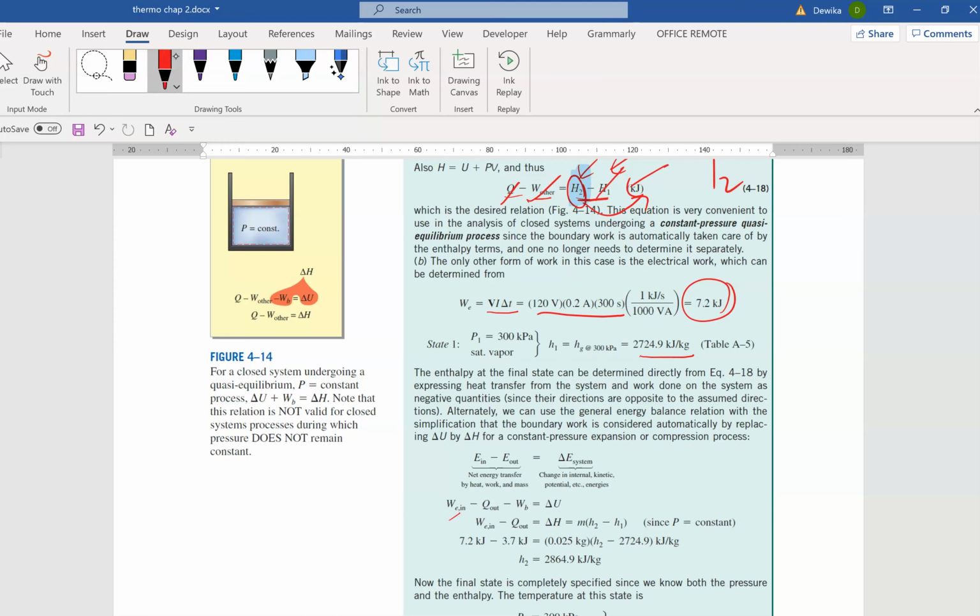We have work in, we have Q out. Q out, that's why it's negative. Work in is positive. Be careful. Okay, then we have delta H. Delta H is your m multiplied with H and H.